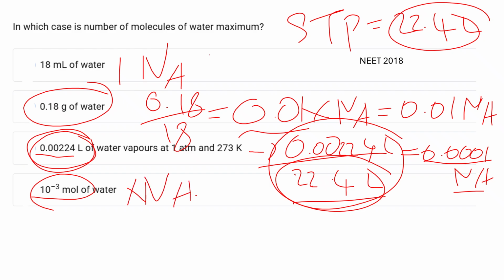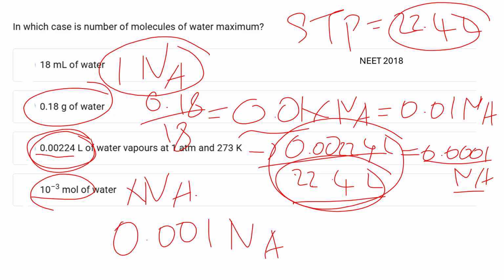That's it. Option A has the maximum number of water molecules because that is 1 Na. The other options contain decimals: 0.01, 0.0001, 0.001 Na. So option A has the maximum number. In option C, there is only one twist. 1 mole of any gaseous substance occupies 22.4 liter volume. In this case, 0.00224 liters of volume is occupied, so we need to take a ratio to find how many moles can occupy 0.00224 liter space.